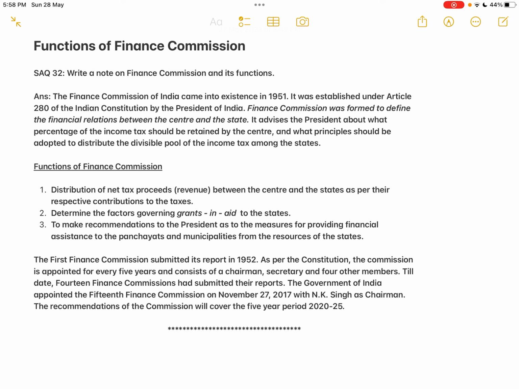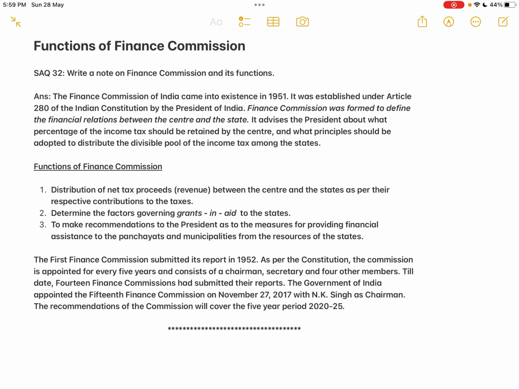Okay. Till date, 14 Finance Commissions have submitted their reports. That is, from 1951 till 2017, 14 Finance Commissions have been appointed, and they have also submitted their reports. Okay. The Government of India appointed the 15th Finance Commission on November 27, 2017 with Mr. N.K. Singh as chairman. And the recommendations of the Finance Commission will cover the period of 2020 to 2025. So still it is ongoing. It is a period of 5 years, so every 5 years the Finance Commission will be changed. Of course, there are so many changes that happen.